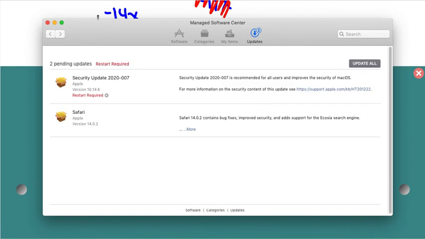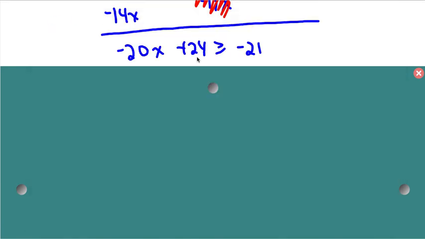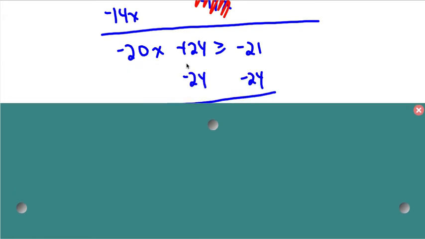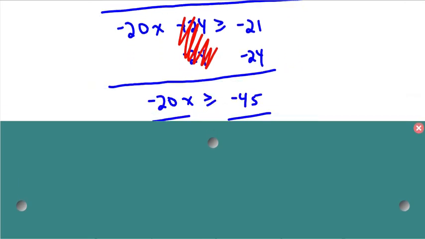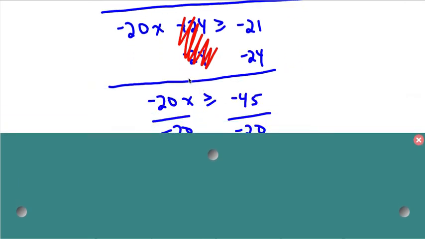Now I'm going to move the number with no variable. So that's a positive 24. I'm going to subtract that over. So subtract 24 from both sides. This is gone, that's 0. Left-hand side is negative 20x is greater than or equal to negative 21 minus 24, which is a negative 45.